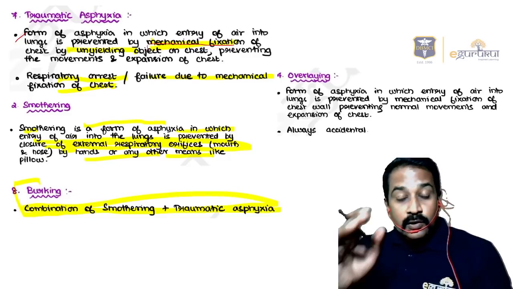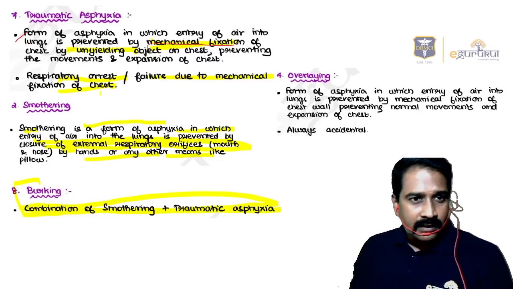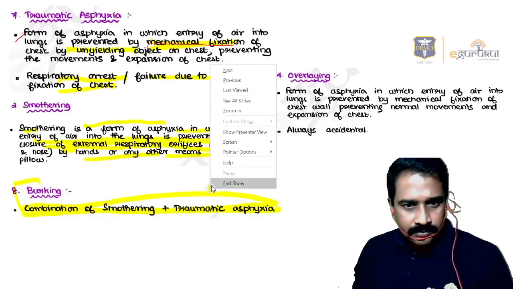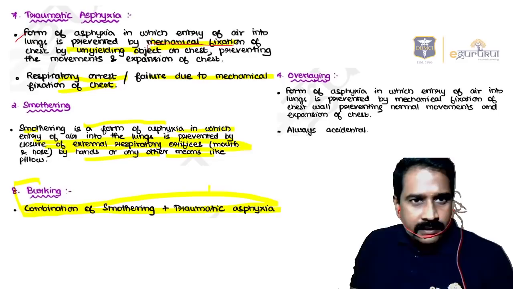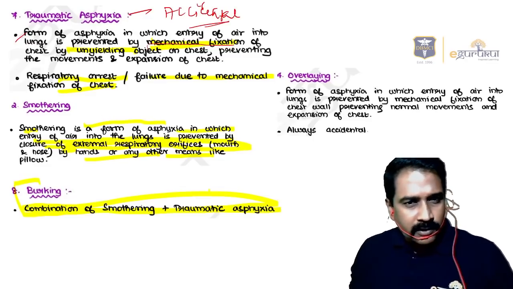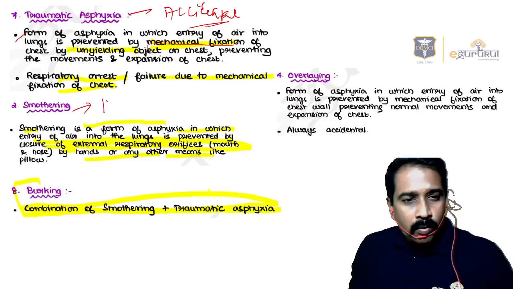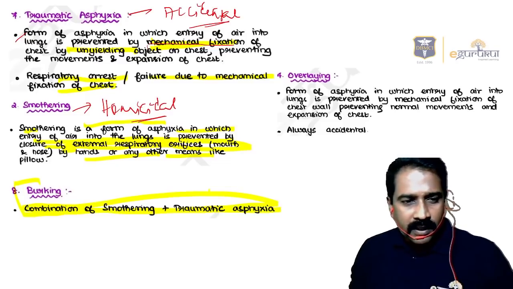Okay, fine. So what is overlying? That was one of the options here. See, traumatic asphyxia is almost always accidental. A wall collapse or a stampede would be the best example. Smothering is almost always homicidal. Accidental cases do happen, but rarely. Burking, the combination of these two, obviously shows the manner of death is definitely homicidal.